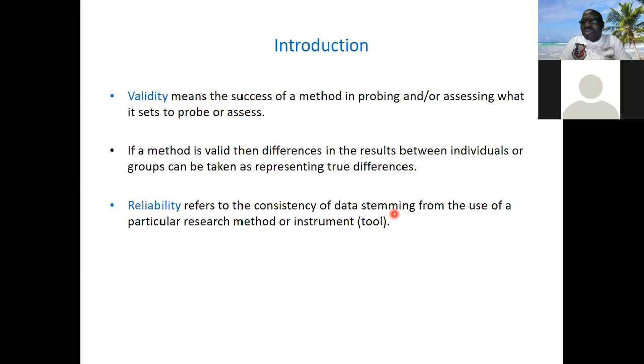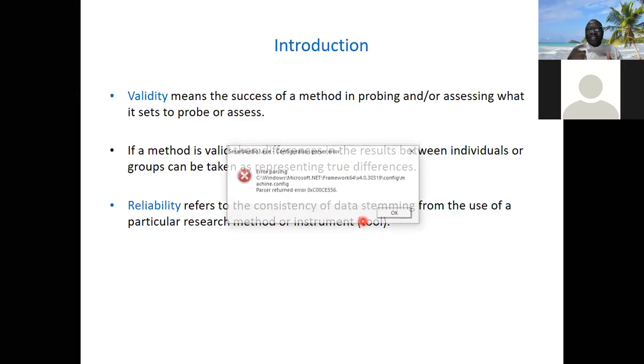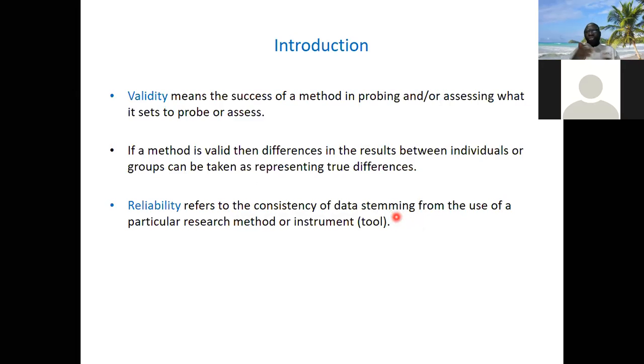It's not much, and you turn out to say, oh, it's much. So if that method is not valid, you can't actually say that the difference you have found is real. If it's valid, then women weigh more, on average, by this amount. So reliability refers to the consistency of data stemming from the use of a particular research method or instrument.